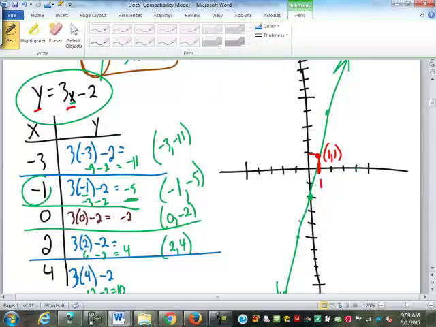Or I might have a point somewhere in here. X is negative 2, y is negative 8. Negative 2, negative 8, that's a point on that line. It's a solution to that equation. Every point, I could pick a point here where x is negative 1.4 and trace it over to find my value of y. That's all the solutions to that equation. Now, not all equations are going to form lines.